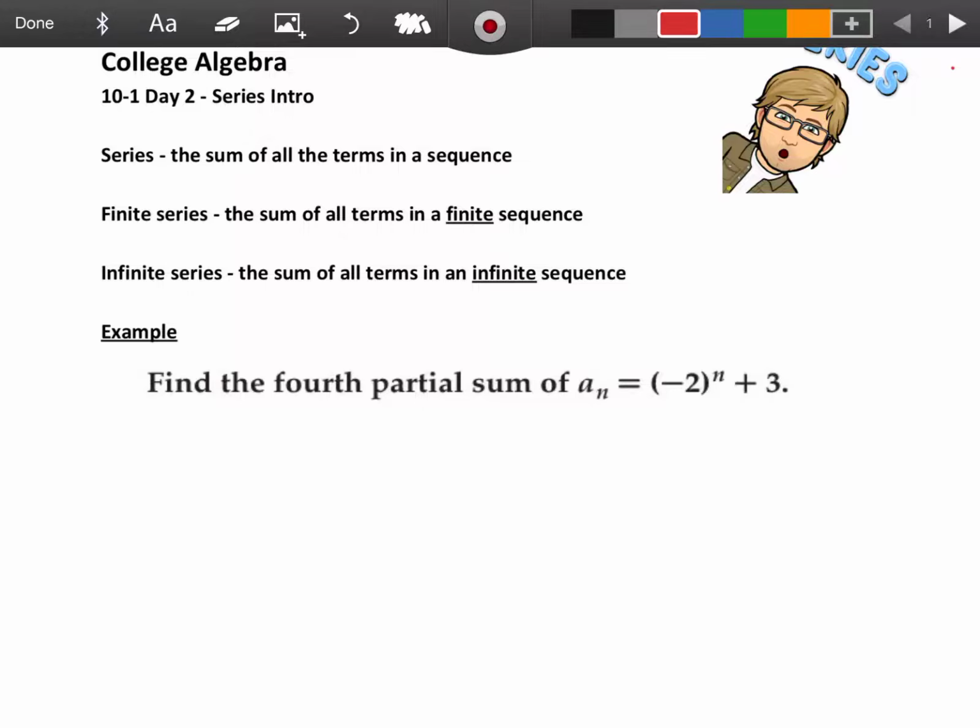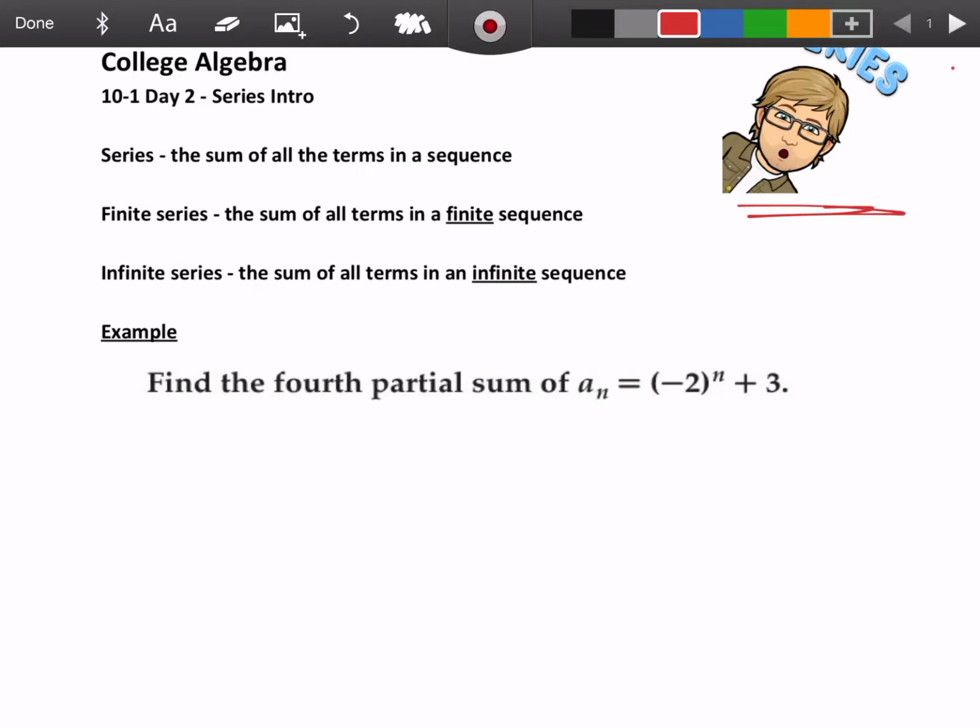With this video, we're going through our second day of 10-1. This is going to be our intro to series. My Bitmoji got cut off a little bit there, but hopefully it says series. I'll try to be making one of those for each one of our lessons here with the different titles. So just a couple of definitions, and then I'll go through 4 examples here.